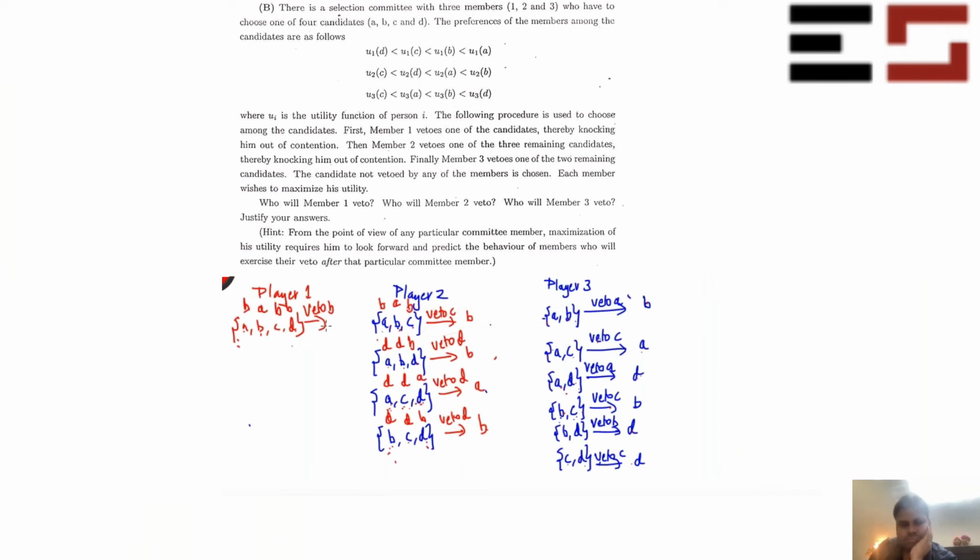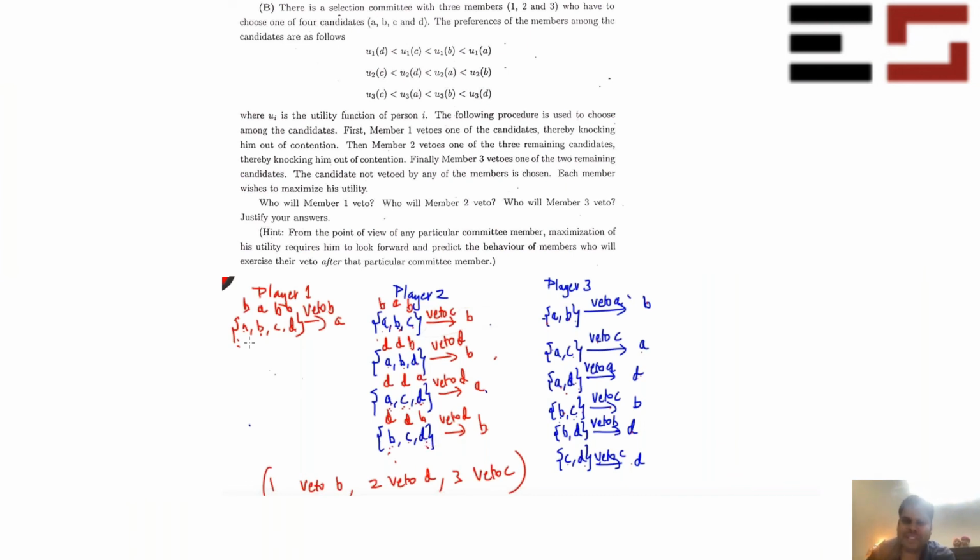And that's it. So the subgame perfect equilibrium outcome is this. Okay, this is not the strategy. So the outcome is player 1 will veto B. Okay, 1 vetoes B, then 2 vetoes what? 2 vetoes D. Okay, and 3 vetoes what? When 2 vetoes D, then A vetoes D, then AC will be left. If AC will be left, he's going to veto C, 3 vetoes C. Okay, so this is the subgame perfect equilibrium outcome.